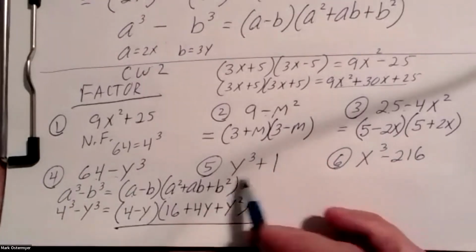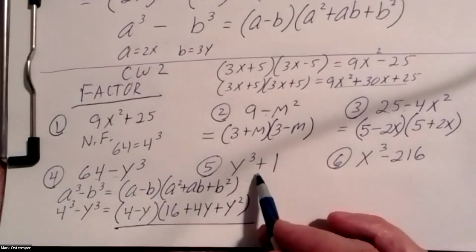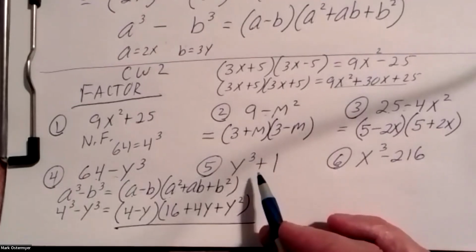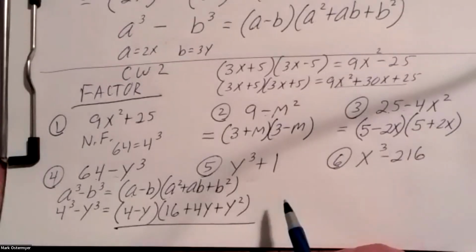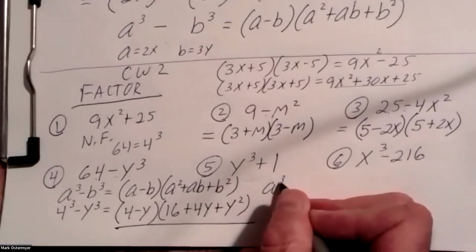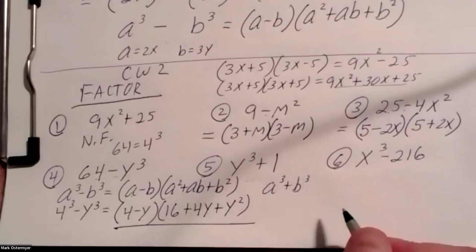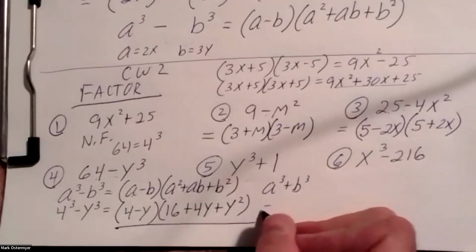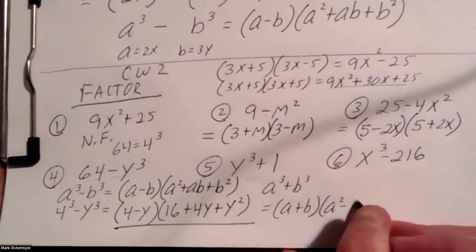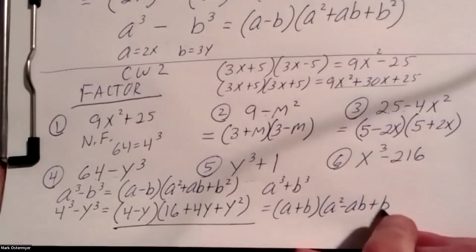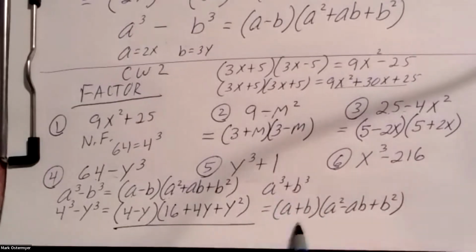All right, y cubed plus 1. Anybody recognize this? Y cubed plus 1. Not the sum of perfect squares, but the sum of perfect cubes. And how does the sum of cubes factor? Remember the factorization of this? A plus b times a squared minus ab plus b squared. That's how the sum of cubes always factors.